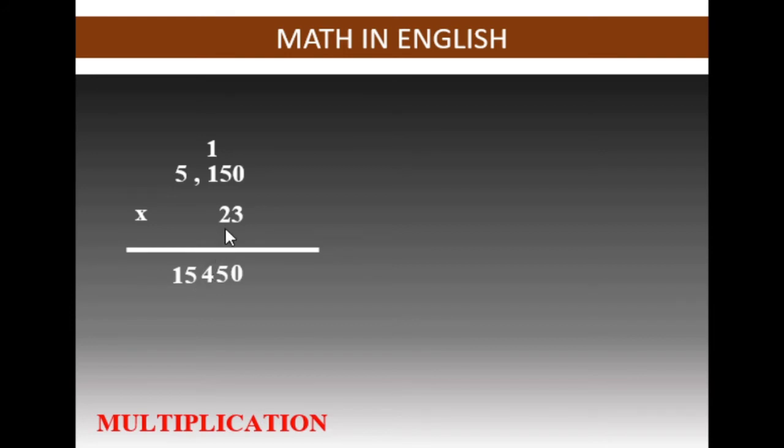Next, let's multiply 2. 2 times 0, you get 0. Make sure to write 0 on the second number, beginning with the right of the first answer. 2 times 5, you have 10.